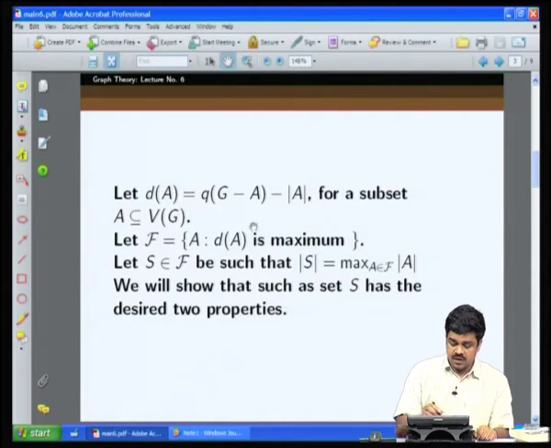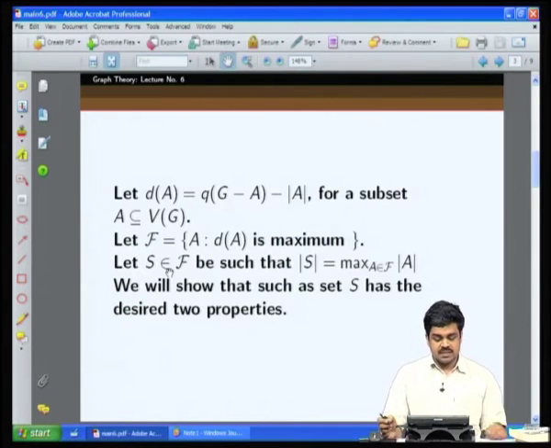And now, we considered the set F, which is a set of sets, and we collected all those sets which have the maximum value of D of A. It is not that there is a unique subset A such that D of A is maximum, there can be many. So, collect all of them. Among them we pick up the biggest set, that means the biggest cardinality set among F. From the sets in F, we pick up the biggest set, that we call S.